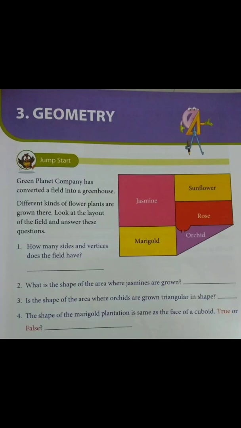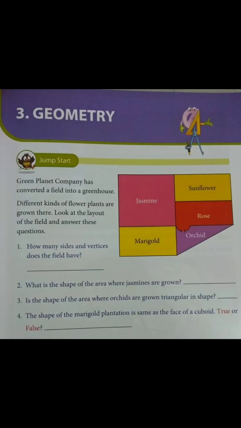Here, Green Planet Company has converted a field into a greenhouse. Here the name of the company is Green Planet, who converted a field into a greenhouse. Different kinds of flower plants are grown there. Which kind of flowers? Jasmine, sunflower, rose, orchid and marigold. Look at the layout of the field and answer these questions. We have to answer these questions with the help of this layout.